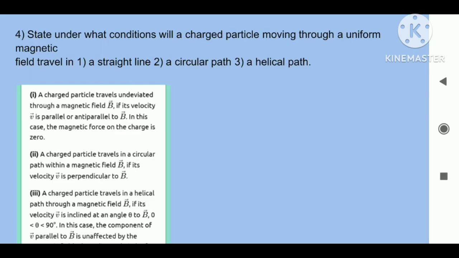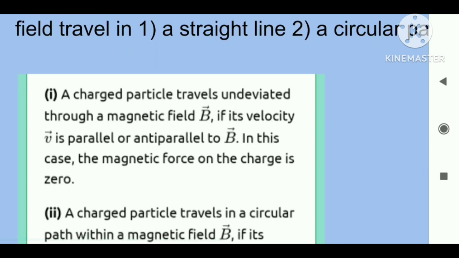Question number 4. State under what condition a charged particle moving through a uniform magnetic field will travel in first, a straight line, second, a circular path, third, a helical path. First, the particle travels undeviated through a magnetic field B if its velocity V is parallel or anti-parallel to B. In this case, the magnetic force on the charge is 0.